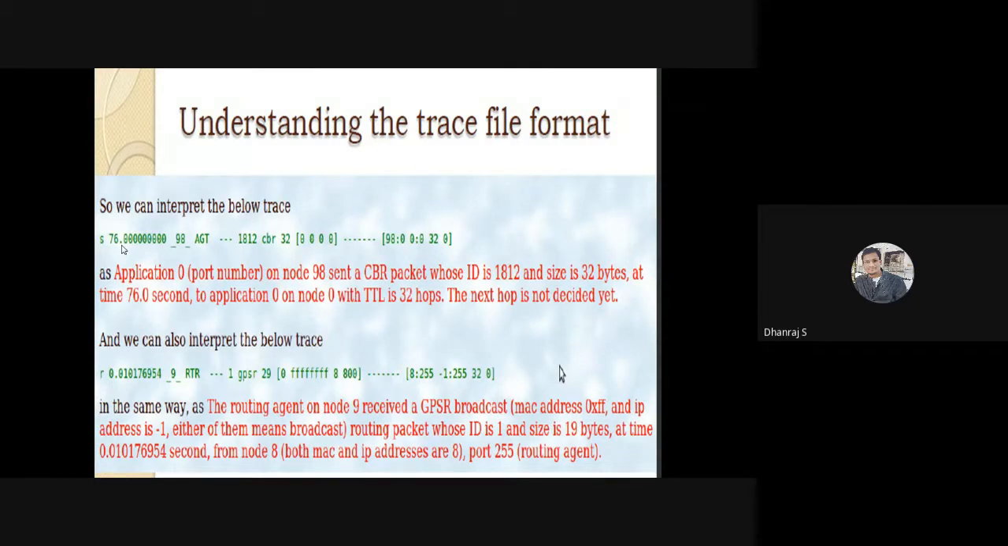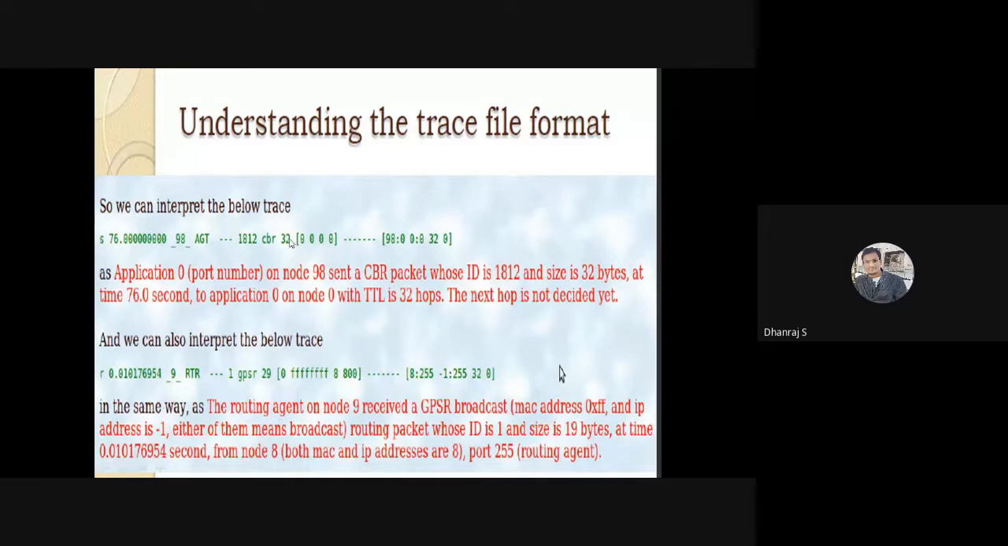Okay, so now in this trace file, this is the format of the trace file of the ESS. You can see what it contains: 76.000 underscore 98 AGT dot 1812 CBR 32. What is it? The application 0 port number on node 98. So node 98 sent what kind of packet?